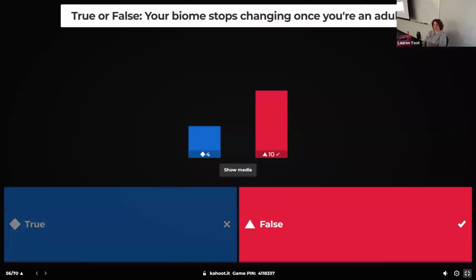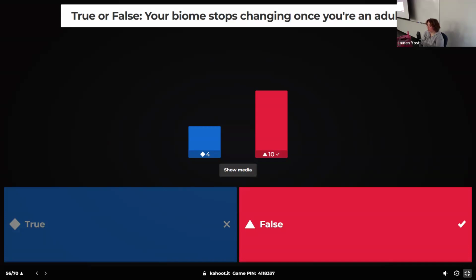So this is false. I'm glad that we generally agree on this. So definitely there's a lot of times when your biome can change. I will say this because we're going to talk about this in Unit 4 a lot, but think of like the vaginal biome, for example. When we go through puberty, obviously it changes, but when you get new sexual partners, your biome is going to change. And when women go through their monthly cycle, their hormonal changes change their biome as a result of pH shifts from hormones.